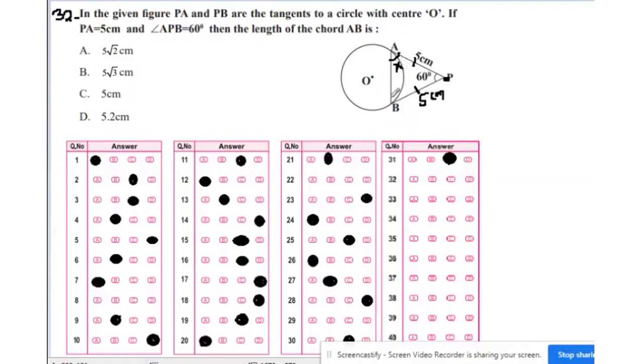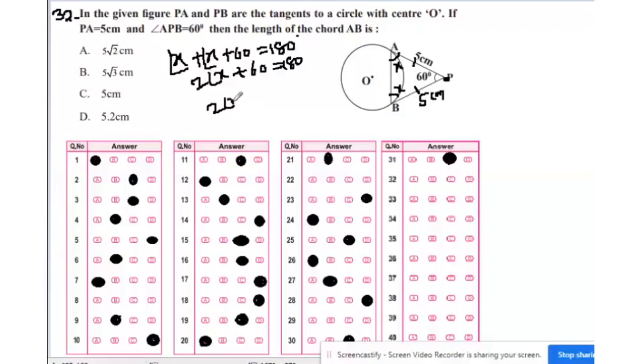I am assuming this angle as X, and obviously this will also be X because angles opposite to equal sides of an isosceles triangle are equal. So X plus X plus 60 should be equal to 180, by the angle sum property of a triangle. 2X plus 60 is equal to 180. 2X is equal to 180 minus 60, which is 120. Angle X will be 60 degrees.